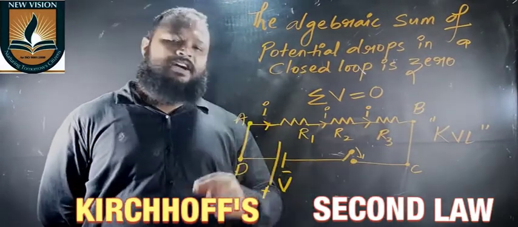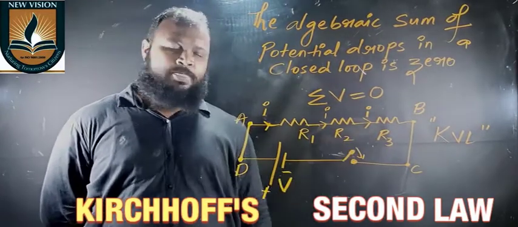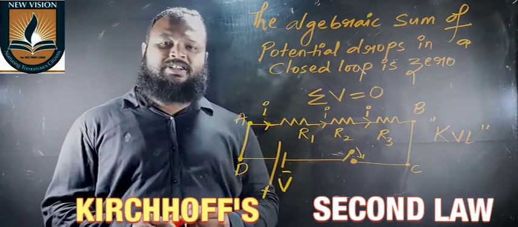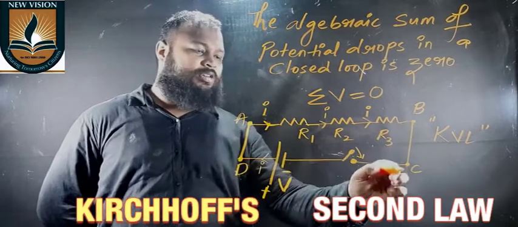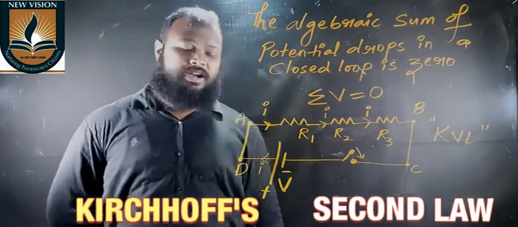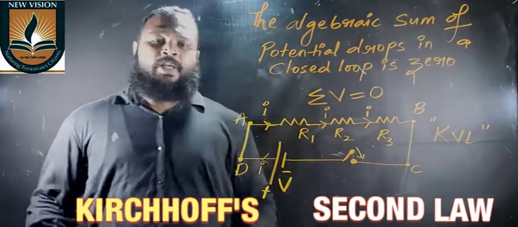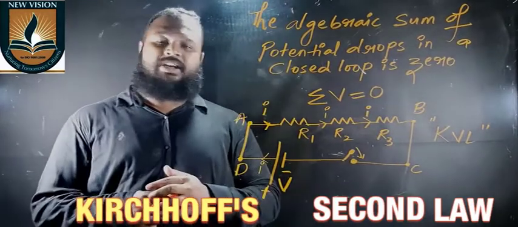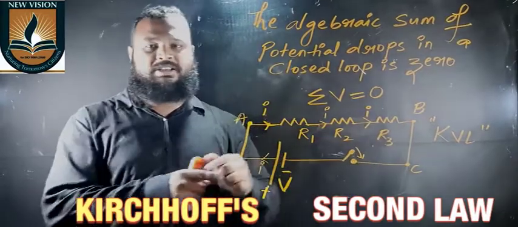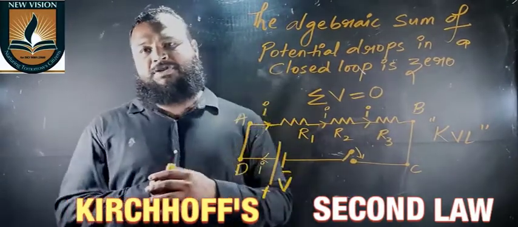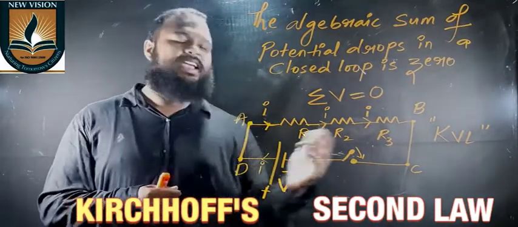In this example, I have considered a circuit with 3 resistors and a cell, and there is a switch. When you close the switch, conventional current starts from the battery's positive terminal, passes throughout the circuit and reaches the negative terminal. So the circuit is complete. Now let us apply Kirchhoff's second law to this loop, because it talks about a loop. A loop is a closed electric circuit. The other name of Kirchhoff's second law is Kirchhoff's voltage law, and in short we call it KVL.